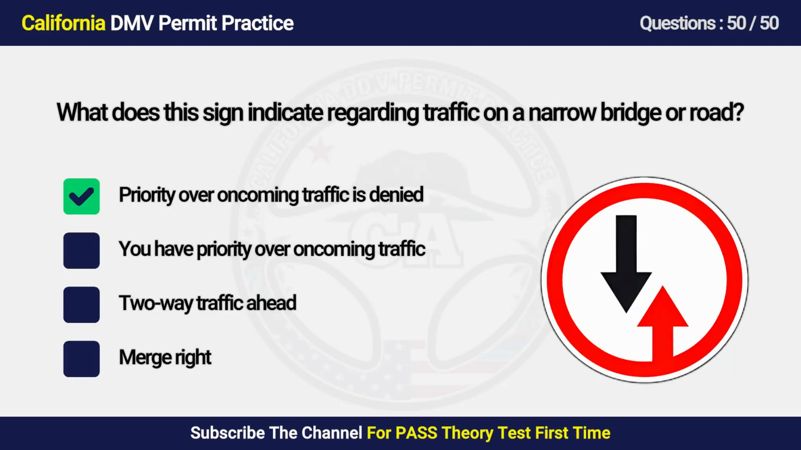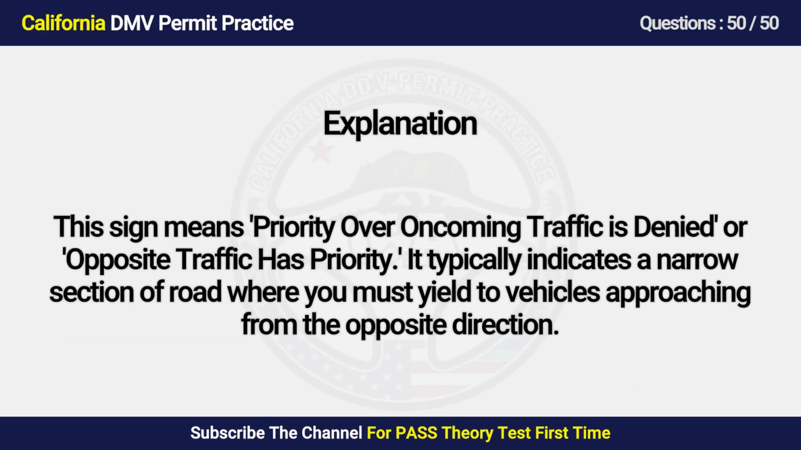Answer is A. Priority over oncoming traffic is. This sign means priority over oncoming traffic is or opposite traffic has priority. It typically indicates a narrow section of road where you must yield to vehicles approaching from the opposite direction.